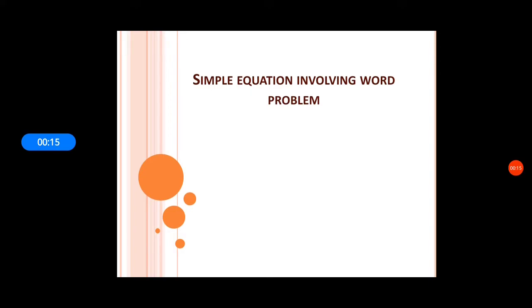Remember, some weeks ago we started with simple equation. Last 2 weeks we looked at how to translate word problem into simple equation and how to translate simple equation into word problem. Last week we looked at how to use balance method to solve simple equation. And today we will look at how to solve simple equation involving word problem.